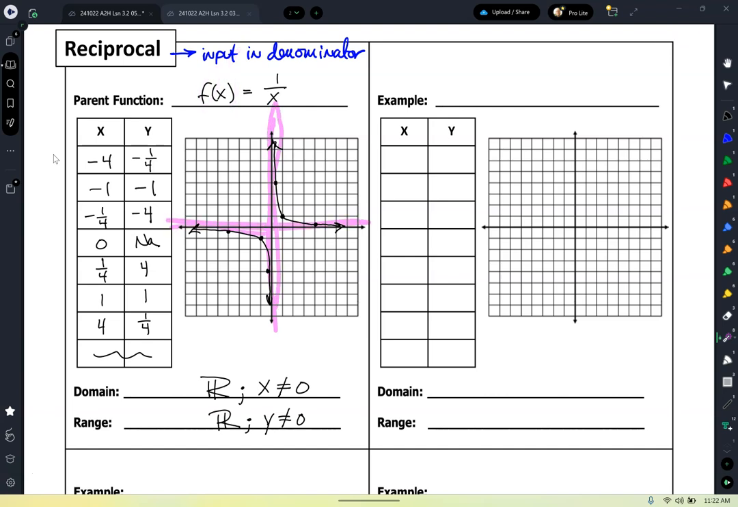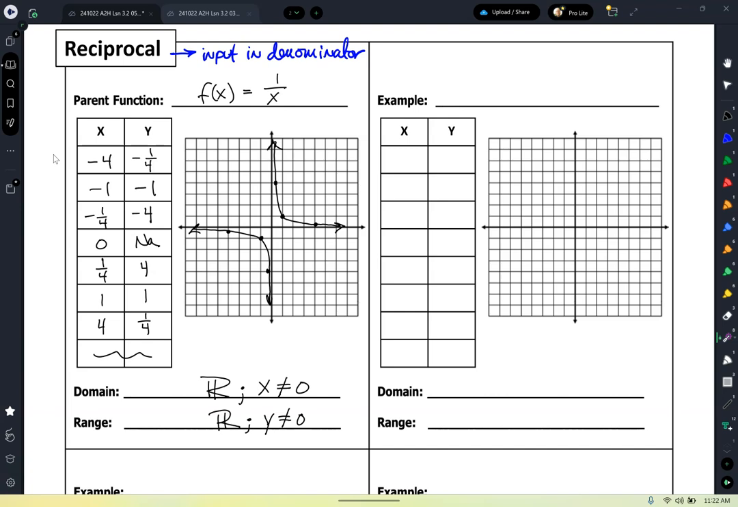So what we end up with is sort of this cross-shaped no-go zone. Anyway, we'll talk more about that when we go a little bit deeper into reciprocal functions.